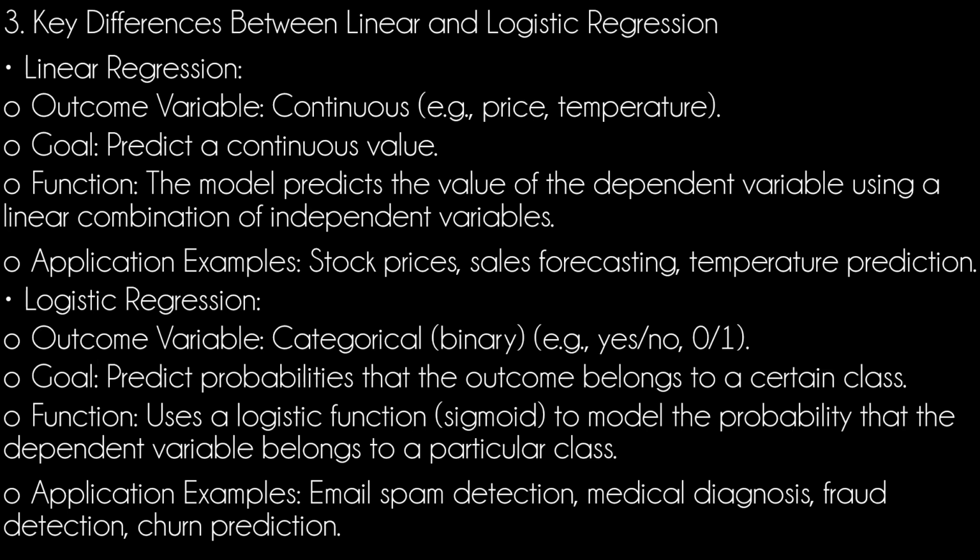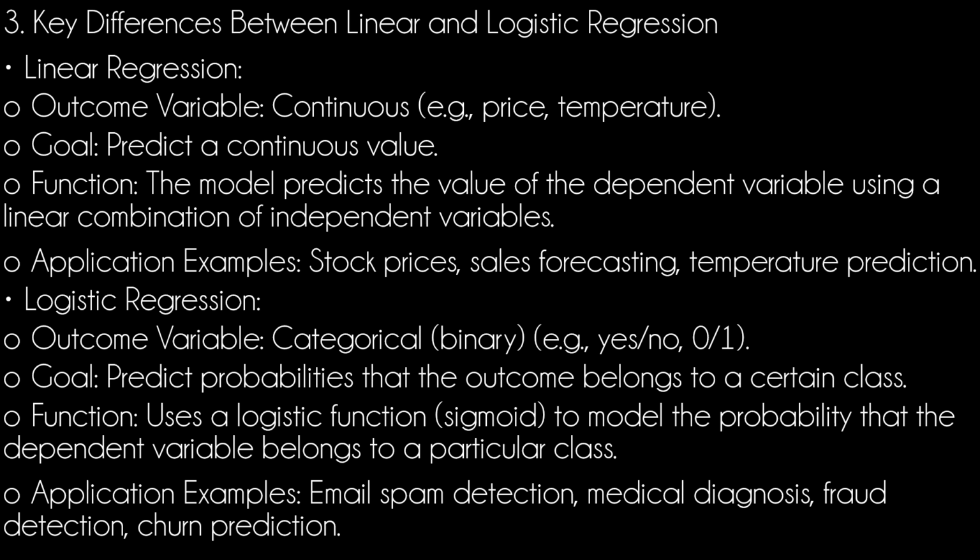Key differences between linear and logistic regression. Linear regression. Outcome variable: continuous. Goal: predict a continuous value. Function: the model predicts the value of the dependent variable using a linear combination of independent variables. Application examples: stock prices, sales forecasting, temperature prediction.